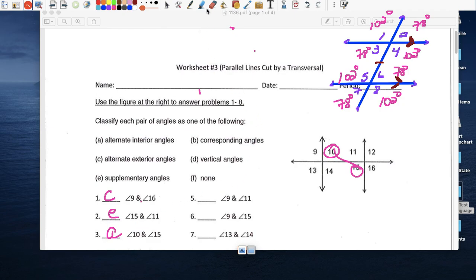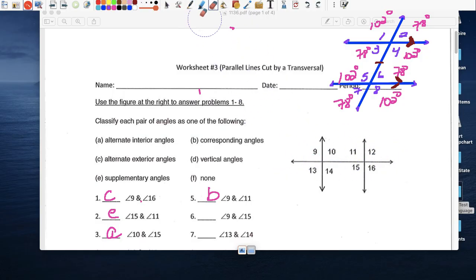9 and 11. So 9 occupies the top left-hand corner. 11 occupies the top left-hand corner. So they're the same spot, right? I mean, imagine I cut this with a scissor. 9 and 11 occupy the same exact spot, so that makes them corresponding, which means they also have the same value.